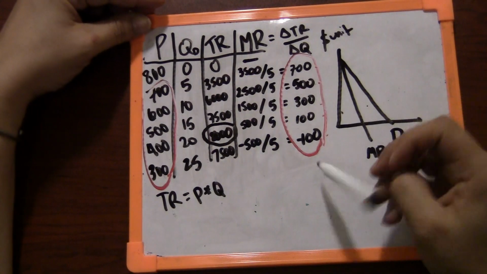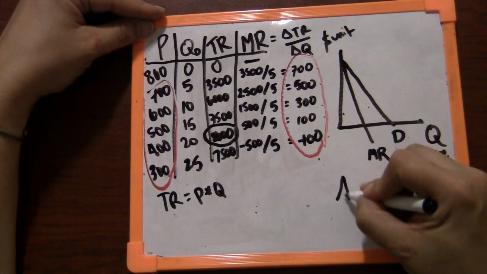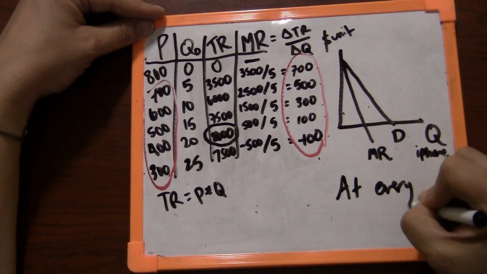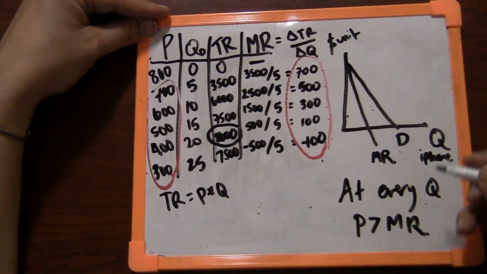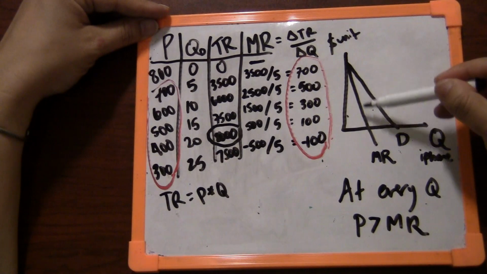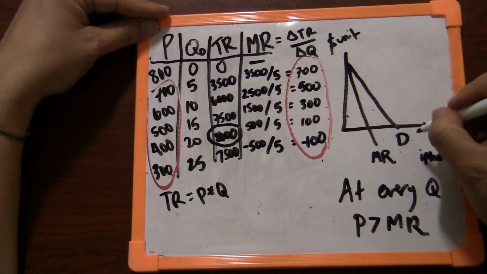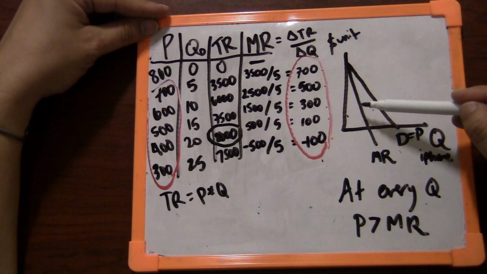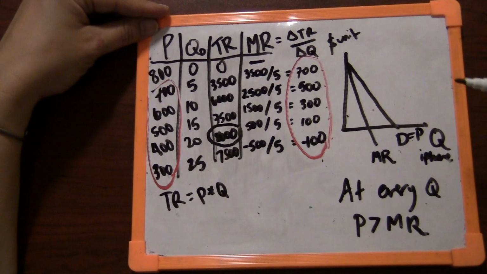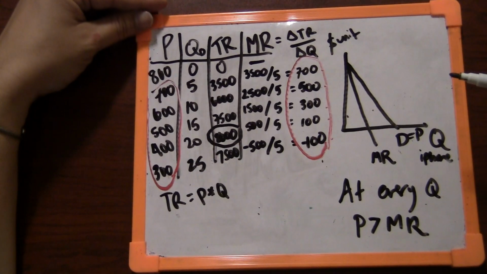At every different quantity, the price is greater than the marginal revenue, right? The demand curve is telling us what they can charge for every quantity. That will be the price. And the marginal revenue is telling us how much extra money each unit sold brought in. I hope that math helps make this a little bit more clear.